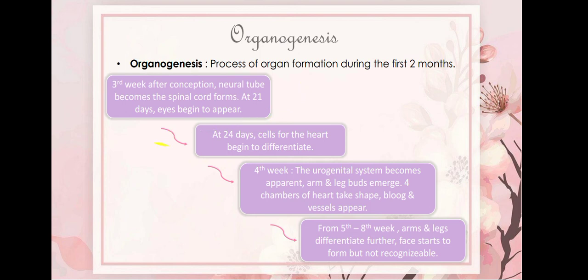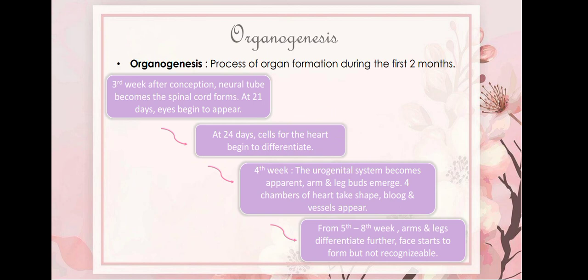At 21 days, eyes begin to appear. In the 3rd week, it's very small. So the neural tube becomes a spinal cord, right, inside the vertebrae. And then at 24 days, cells for the heart begin to differentiate. Cells for the heart differentiate. So the organ of the heart.